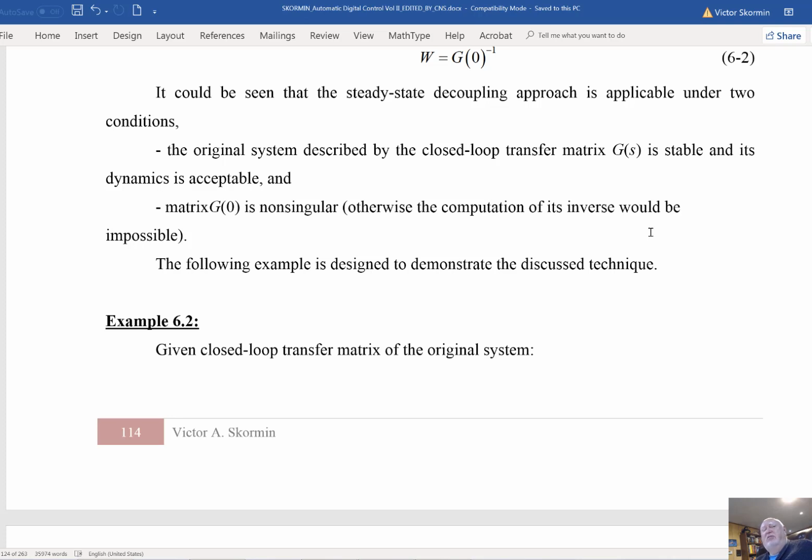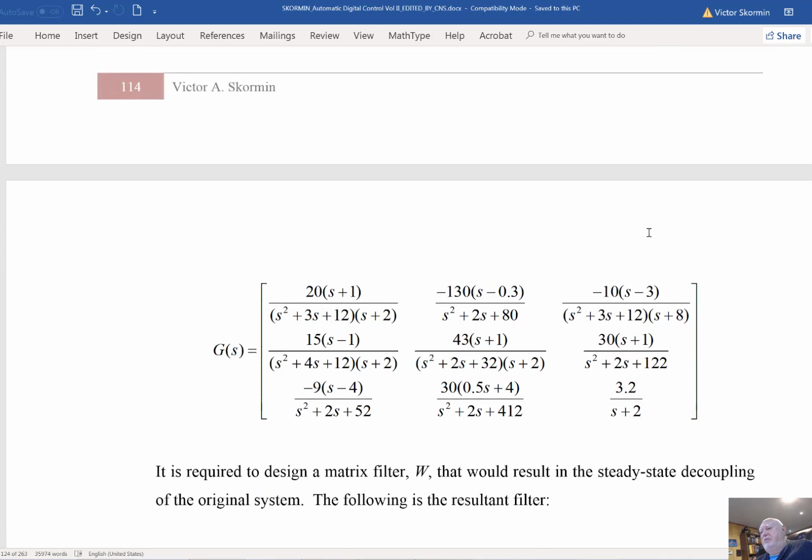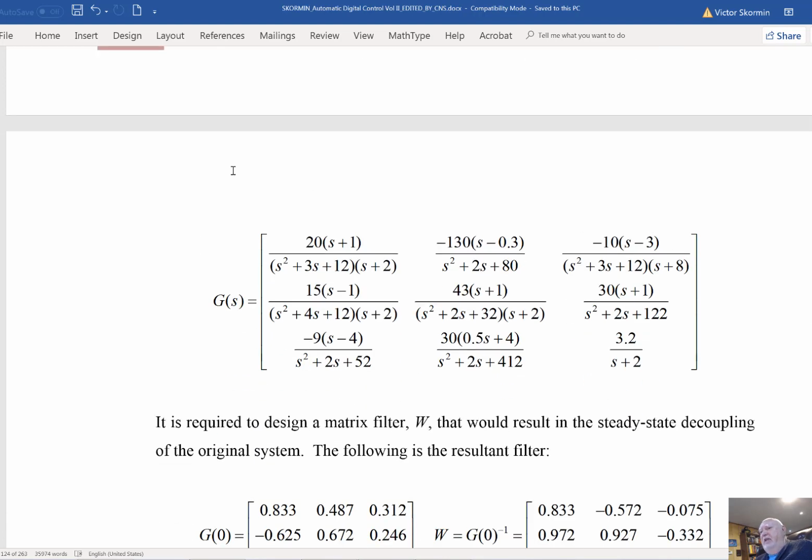So I guess the best at this point would be to take a look at my numerical example, and each of you will have the opportunity to build your own steady-state decoupling system, implement this approach, and test it in the simulation environment. Listen, I came up with a system that has 3 inputs and 3 outputs, and the dynamics of the individual channels seem to be on the formidable side.